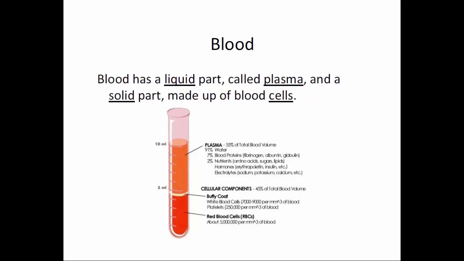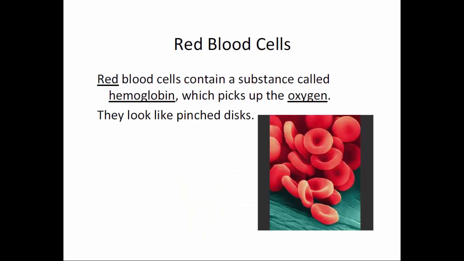Blood is composed of a bunch of different things, each with different roles. So the liquid part is called plasma, whereas the solid part is cells of various kinds. And we've talked about red blood cells already. They have hemoglobin within them, and that picks up oxygen. The red blood cells look like this. They look like sort of squished discs.